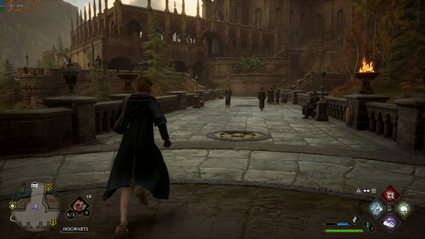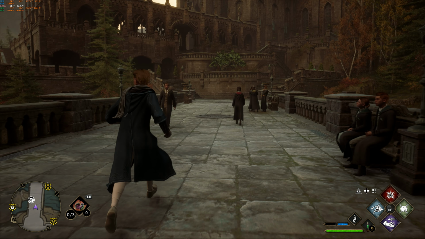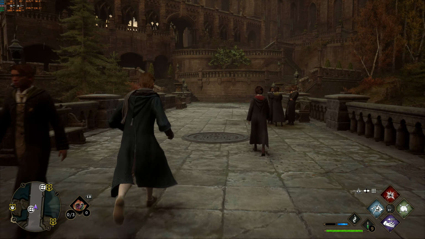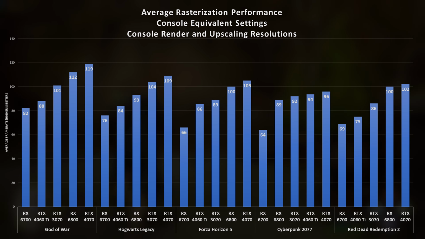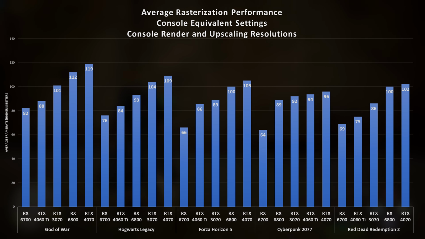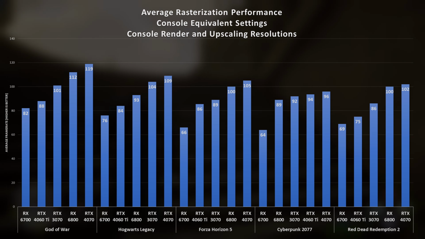Hogwarts Legacy's performance mode targets medium quality settings at 1440p. And with our desktop GPUs, scaling continues. The 4060 Ti squeezes out 11%, the 6800 22%, the 3070 comes ahead at 37%, and that 4070 is 43%.